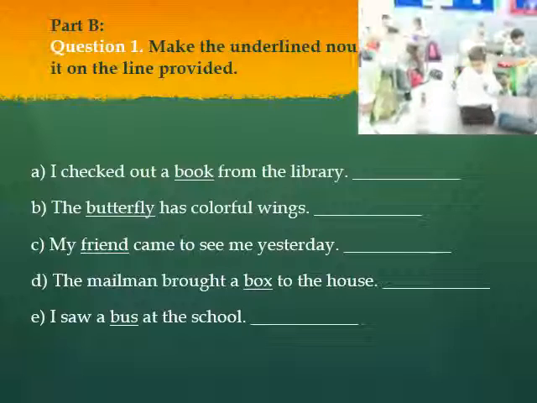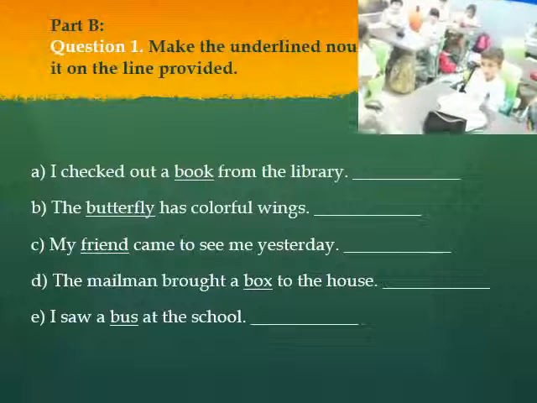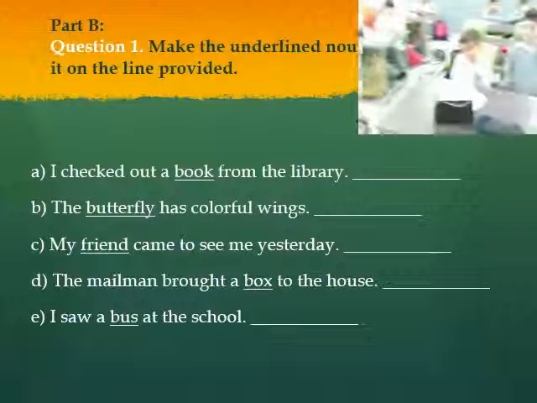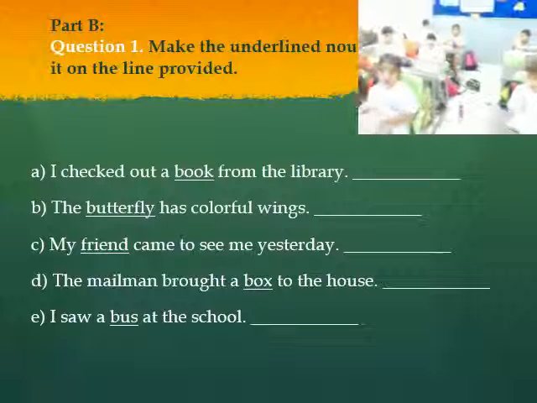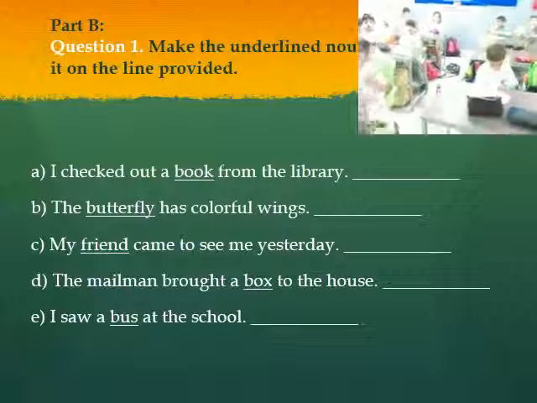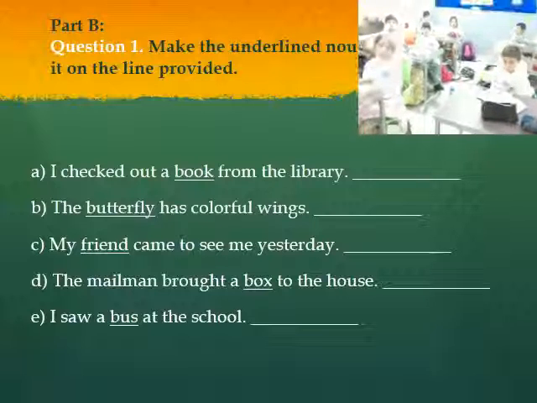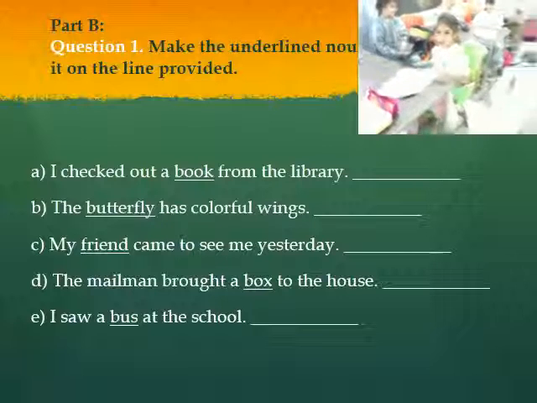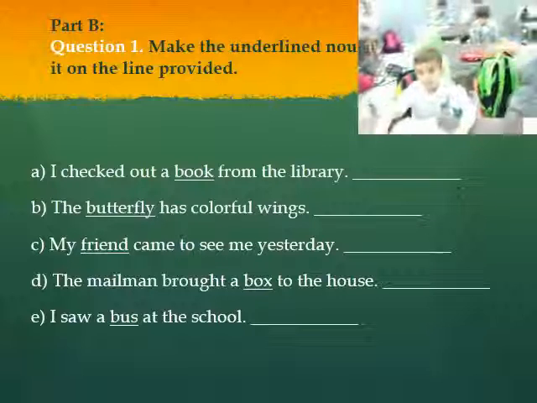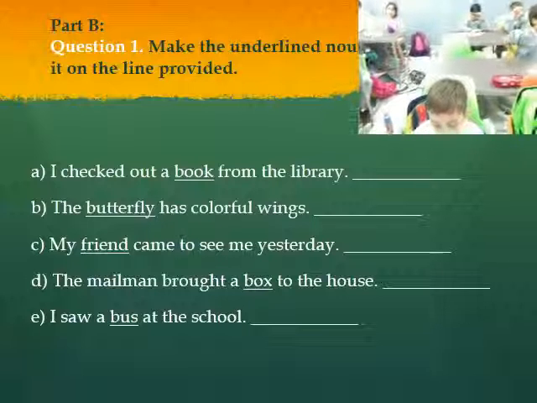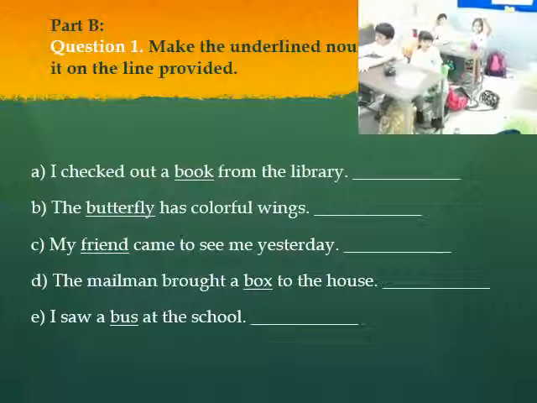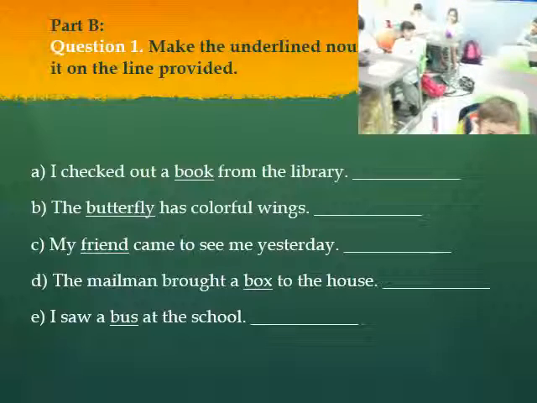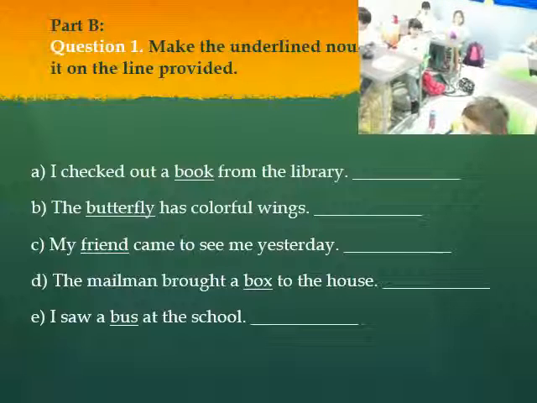Okay. Part B. Question 1. Make the underlined noun plural. Write it on the line provided. Now let's revise. What's a noun? A noun is a person, place, animal, or thing. When we have a singular noun, it is how many places? One place. What about plural? Two places or more. Means more than one.